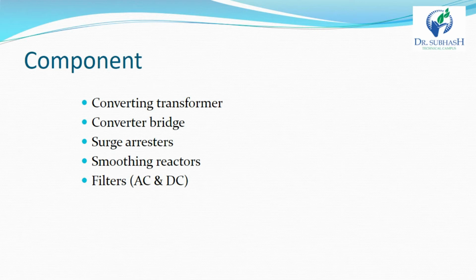Surge arrestor. A surge arrestor is a device to protect electrical equipment from overvoltage transients caused by external or internal events. To protect a unit of equipment from transients occurring on the attached conductor, the surge arrestor is connected to the conductor just before it enters the equipment. Now the smoothing reactor. A smoothing reactor is an oil-filled, oil-cooled reactor having a large inductance. It is connected in series with the converter.